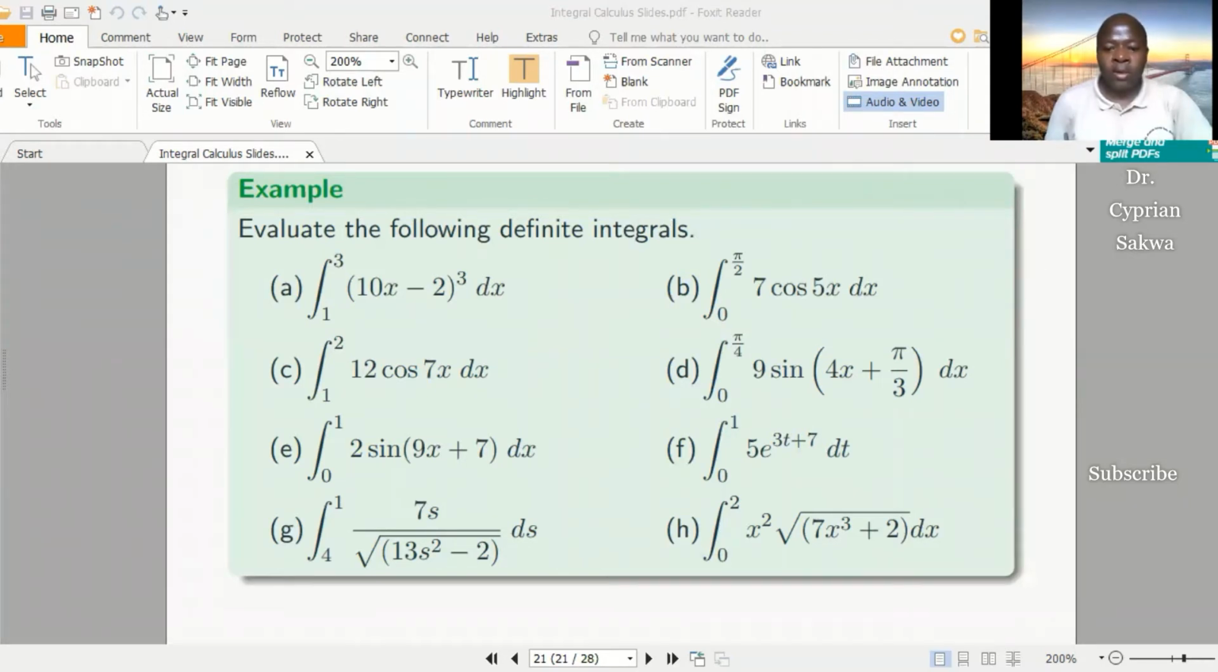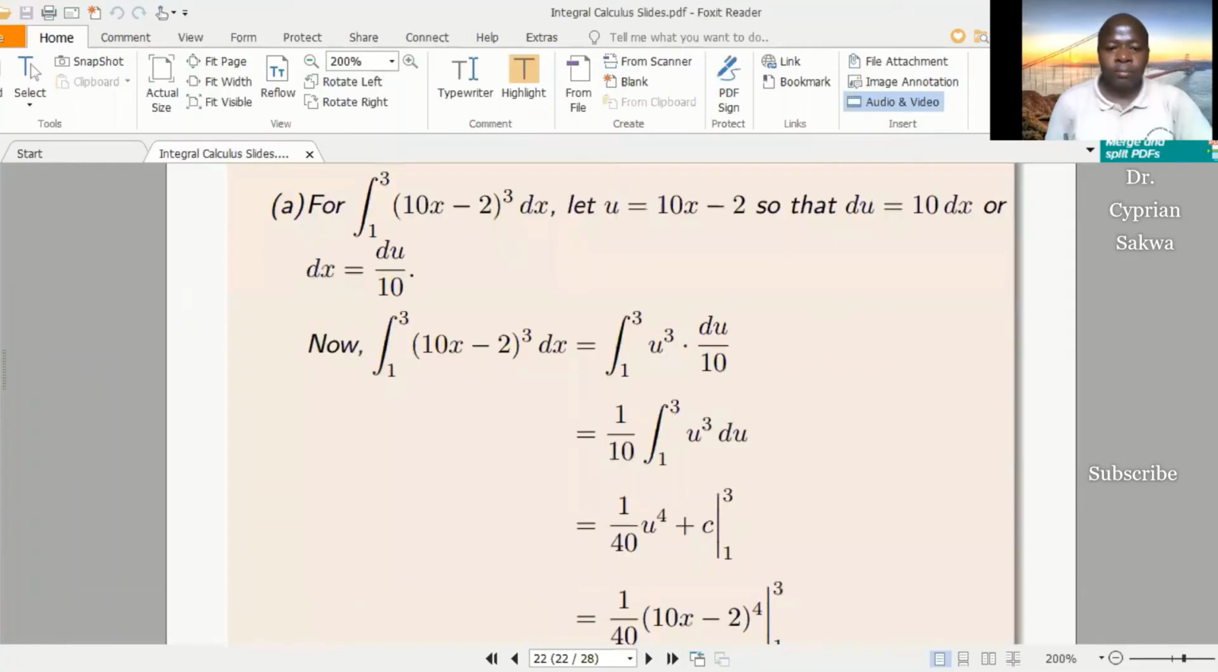So let's go to our first example. The solution is here. This is what we want to integrate, and we say that we let u be 10x minus 2, and then differentiate on both sides. When you do that, you get du on this side, and on the other side you have 10 dx. Then make dx the subject of the formula by dividing both sides by 10. When you do that, you get that dx will be du out of 10. We are now ready to integrate by substitution.